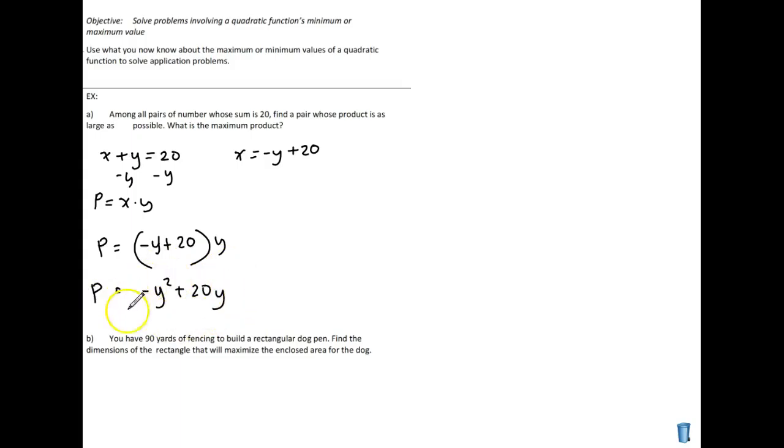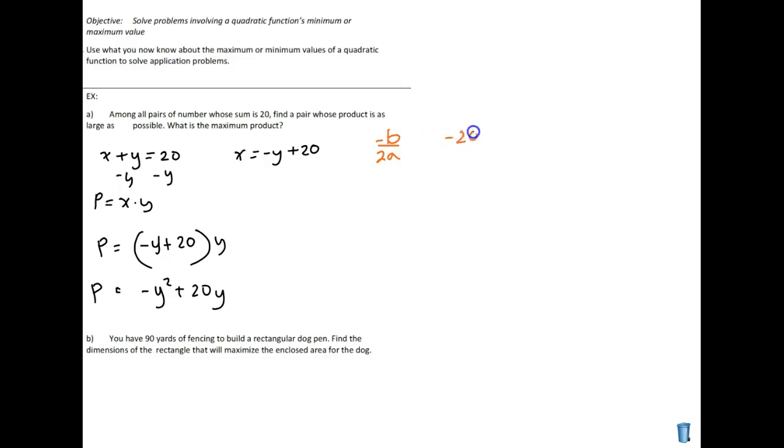If you were to graph this, would this open up or would it open down? Look at that a value. It's negative. This would open down. So it's going to have a maximum, which makes sense because the problem asks for a maximum product. Okay? So to find that, we need to find that vertex point. So we need to do the negative b over 2a piece.